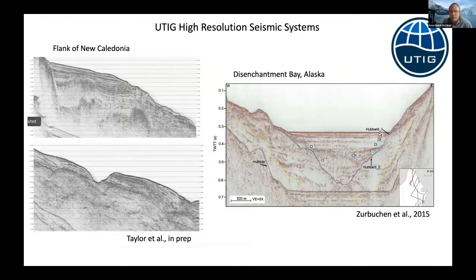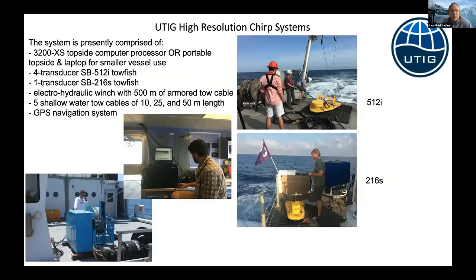And just a quick example of the kind of data that this system collects. So this is on the flank of New Caledonia. This is in a fjord in Alaska. So quite high resolution. Nominally, depending on the source, we're in the 1 meter range, something like that, and sometimes a little bit coarser than that. We also have multiple CHIRP systems.